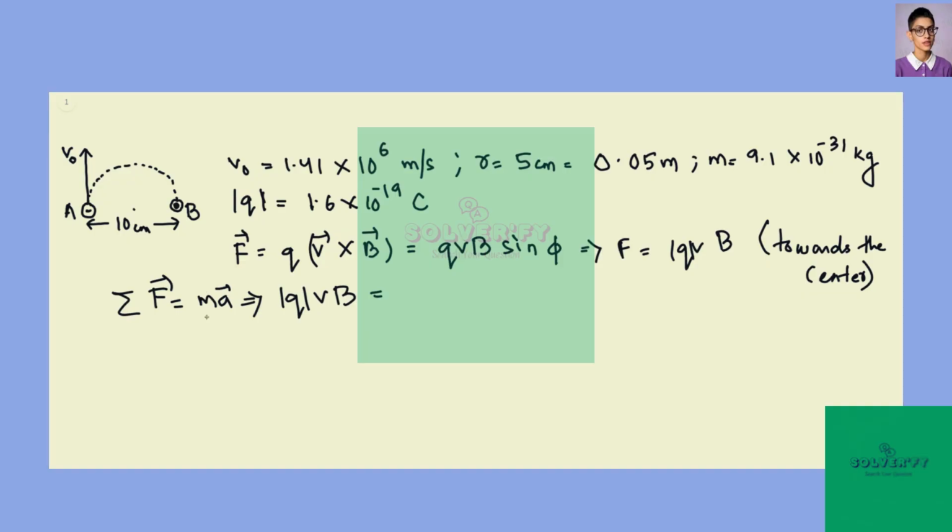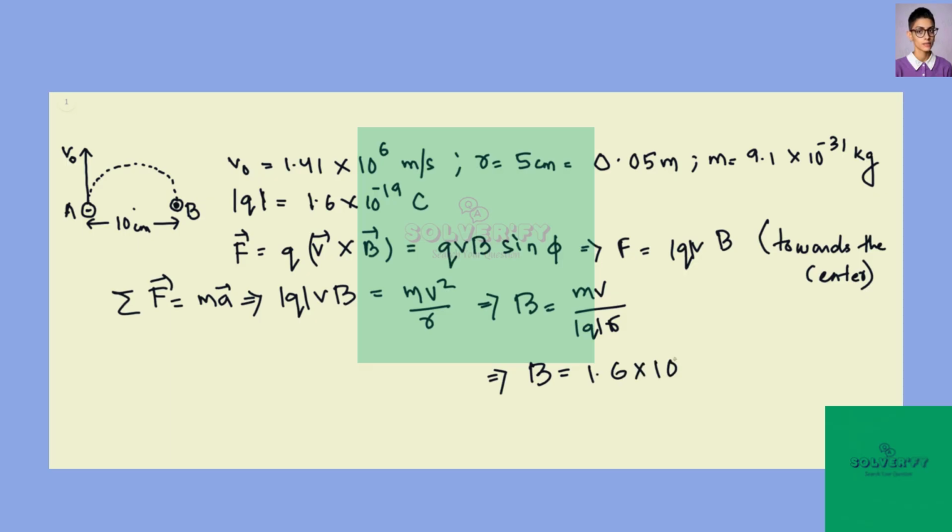and this is equal to mass times centripetal acceleration, which is v square over r, where r is the radius of the semicircle. And this gives the magnetic field to be B equals m v over mod q times r. We solve this and we get the magnitude of the magnetic field to be 1.6 times 10 to the power minus 4 Tesla.